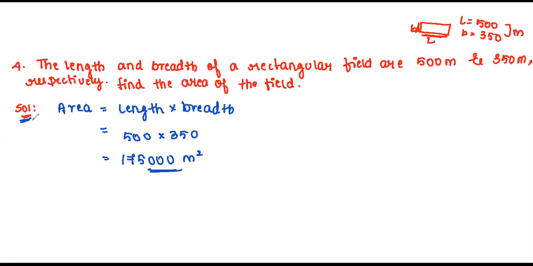Okay, hope everybody has completed. I think nobody is writing, so now I have disabled your chat session. One person asked me, ma'am, how will we know 500 is the length and 350 is the breadth? Very good question. Looking at this question, first the length information is given and then the breadth information. That means it is clear that 500 belongs to the length and 350 belongs to the breadth. Hope I cleared your doubt.